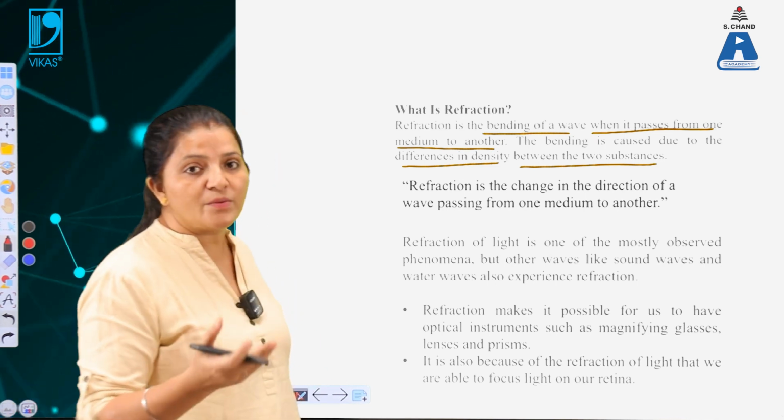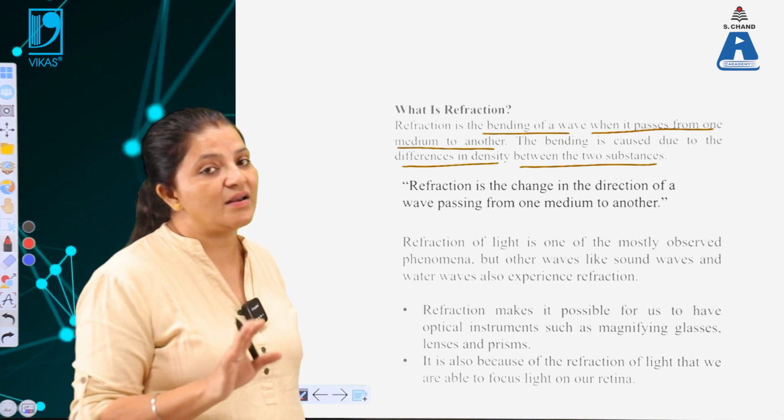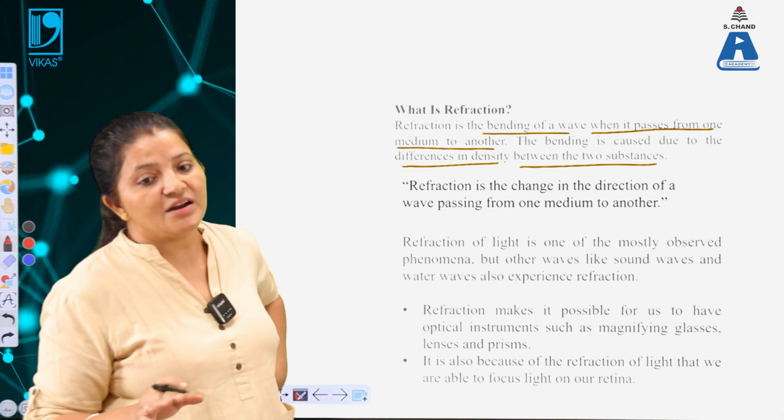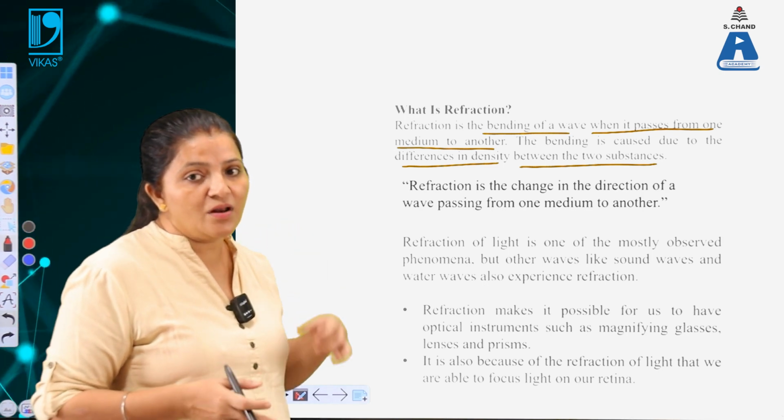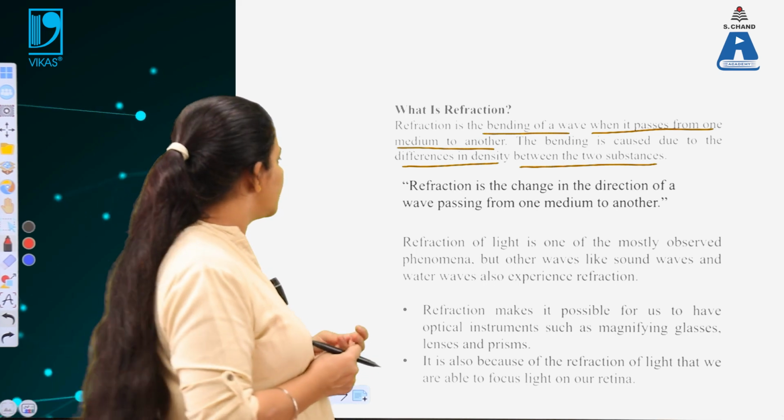And second, when both the media have the same density, then it will follow the same path. No bending takes place. That means the light will not get bent towards the normal or away from the normal. So it will follow the same path.